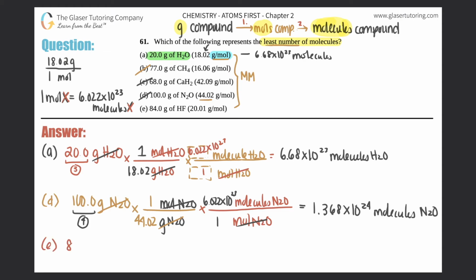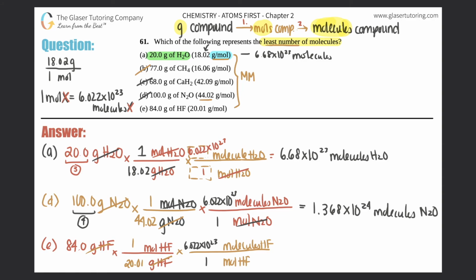So for E, there's 84.0 grams of HF. Multiplied by that ratio, grams of HF goes on the bottom, mole of HF up top. They gave us the molar mass, so 1 mole is 20.01. Grams cancel. And now you just have to do the second one. Moles of HF on the bottom, molecules of HF up top. And then Avogadro's number, 1 mole of HF equals 6.022 times 10 to the 23rd. Cancel out moles, and you get your answer.